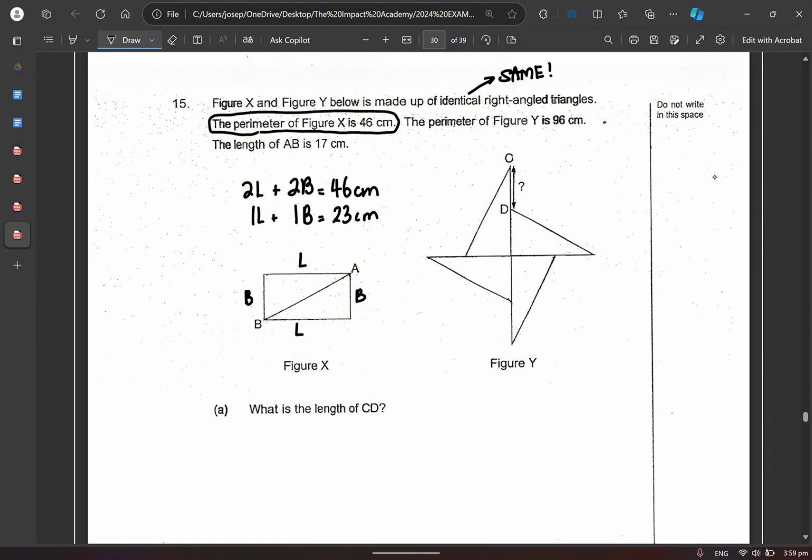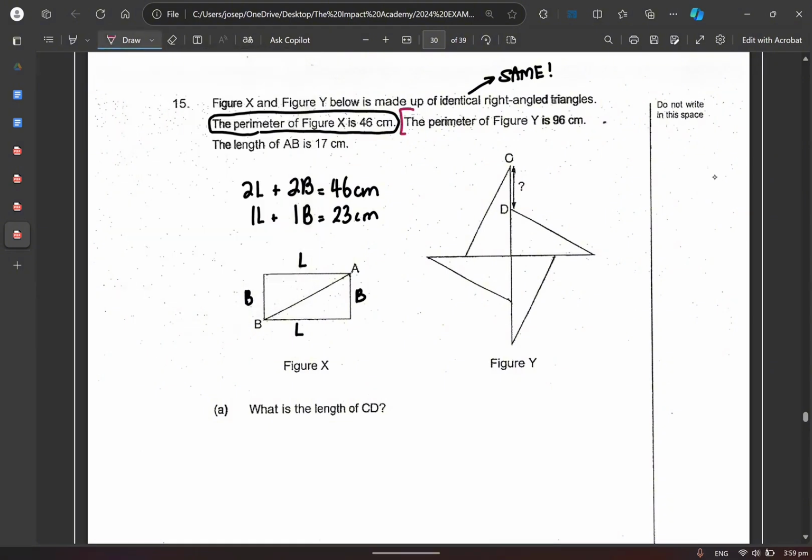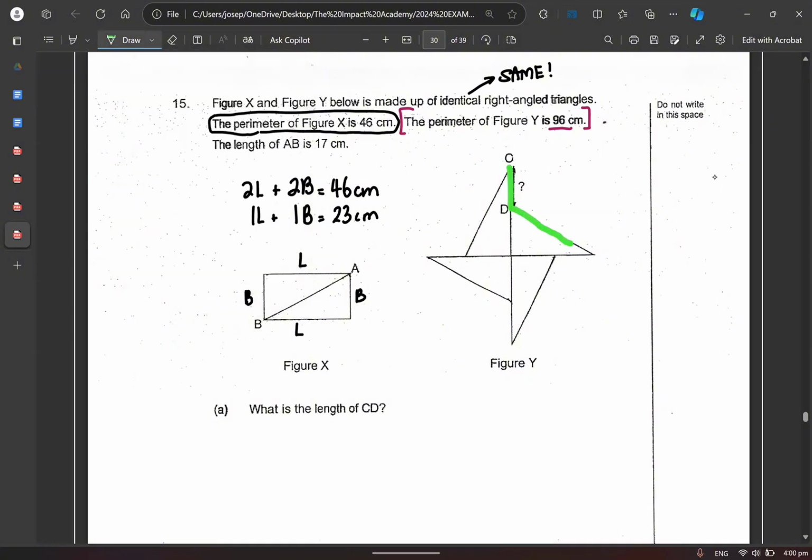Of course, what I want to do now, I want to move on to the next part over here. It says that the perimeter of figure Y is 96 cm. What does that mean to you? It means that everything that is outside, can I just encourage all of you to always highlight the outside? If you don't highlight the outside, how are we going to solve the question, right?